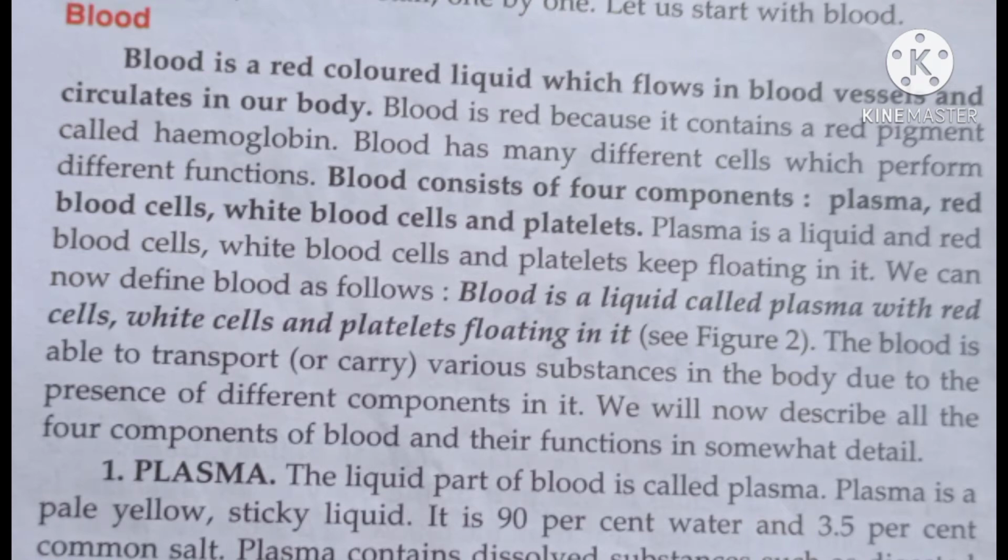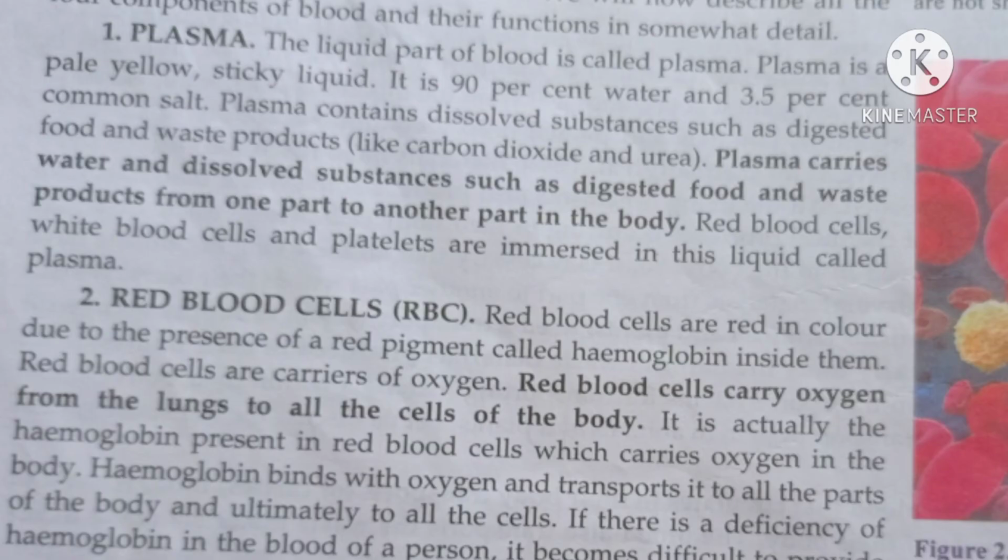The liquid part of blood is called plasma. Plasma is a pale yellow sticky liquid. It is 90% water and 3.5% common salt. Now, what is the function of plasma? Plasma carries water and dissolved substances such as digested food and waste products from one part to another part in the body.